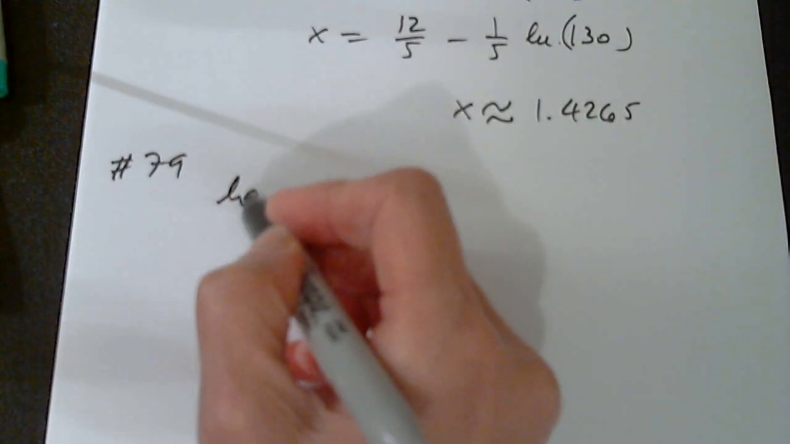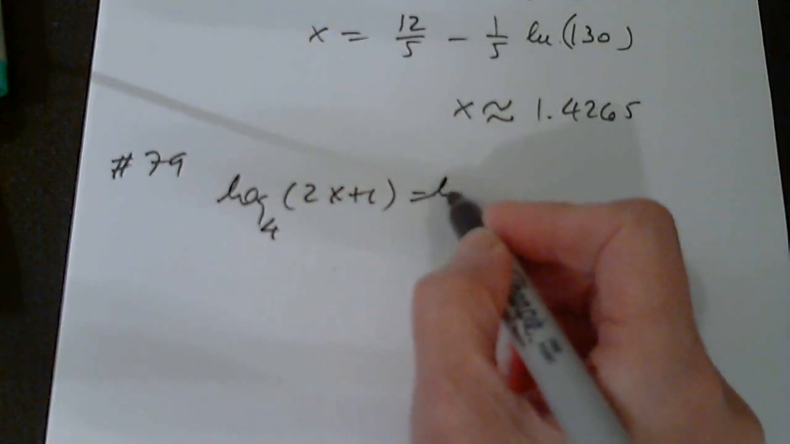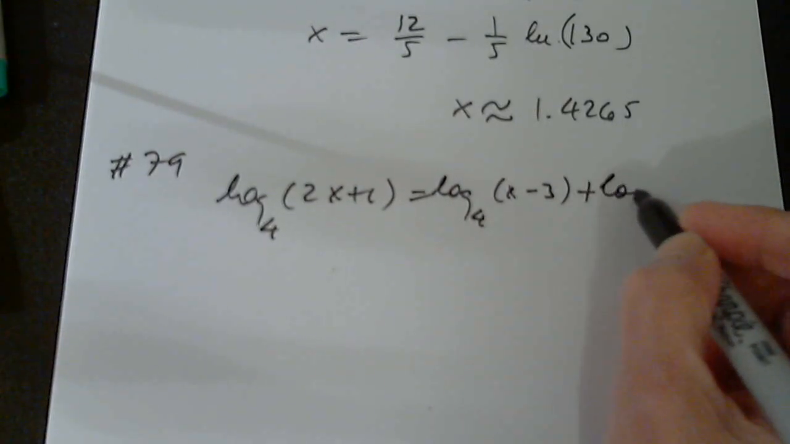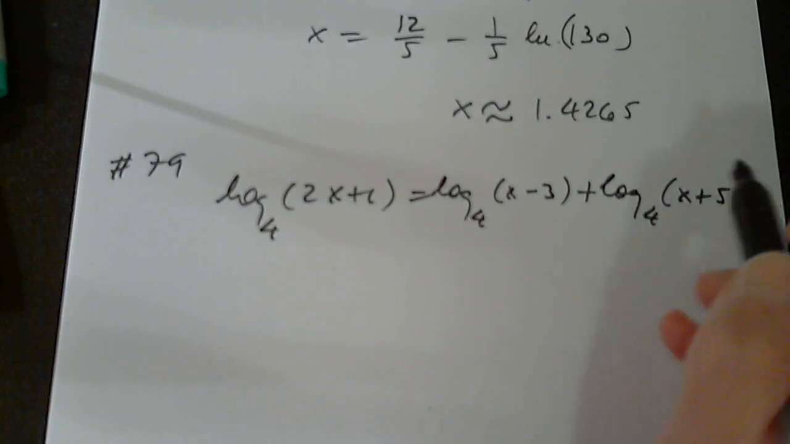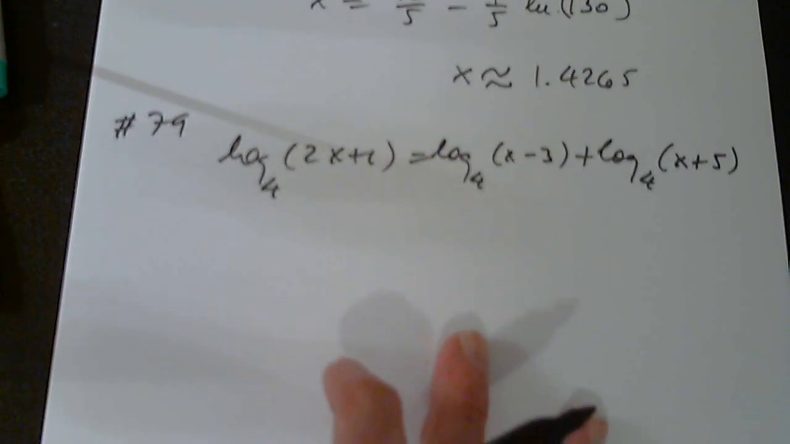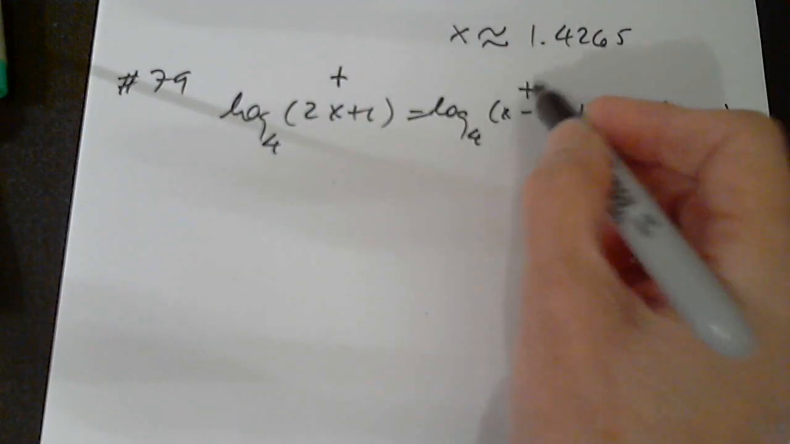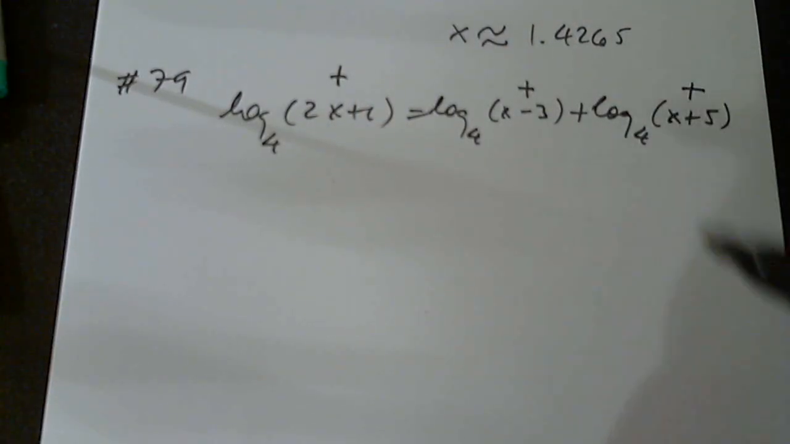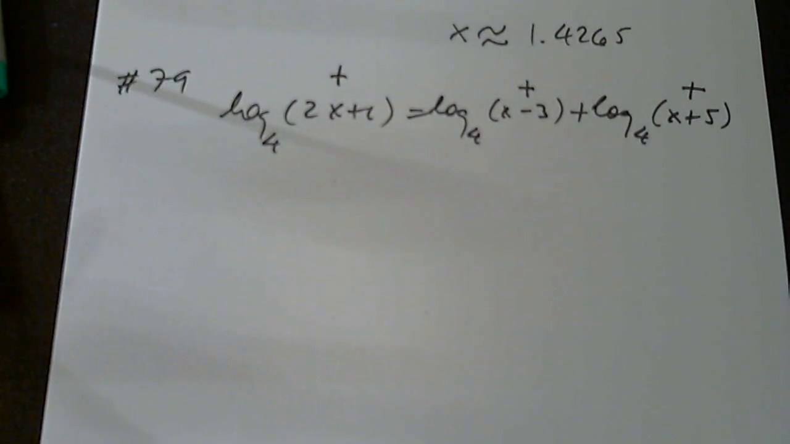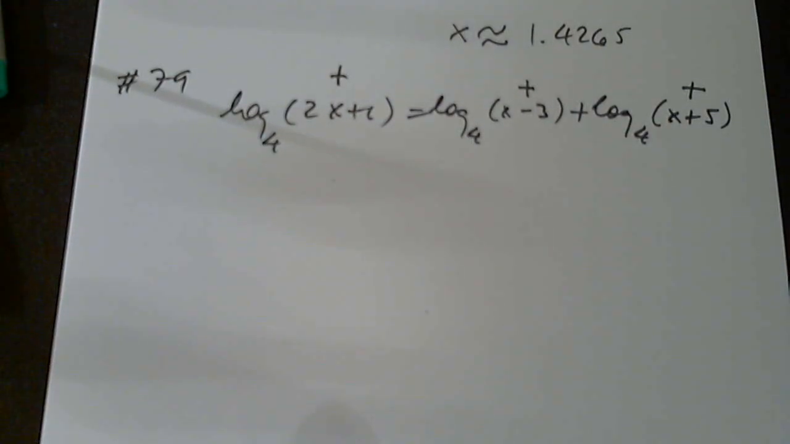In 79, we have log base 4 of 2x plus 1 equals log base 4 of x minus 3 plus log base 4 of x plus 5. Good. Remember the domain of a log. This has to be positive, not 0. This has to be positive, not 0. This has to be positive, not 0. One of the questions will be to find the domain. So it's better to practice the domain than just plug and chuck, right?